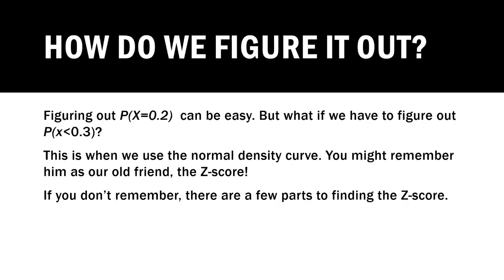So, figuring out the probability of X equaling 0.2 can be easy, if we have a specific point. But what if we need to figure out the probability of X is less than 0.3? That's a little bit weirder. So this is when we use our normal density curve, or as we referred to earlier, the z-score. A little review on how to do the z-score, but I have complete faith in you guys to remember this.